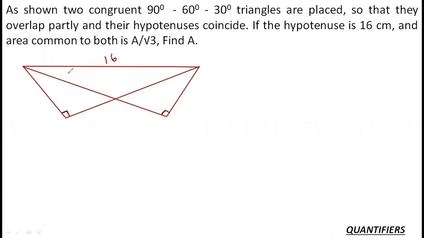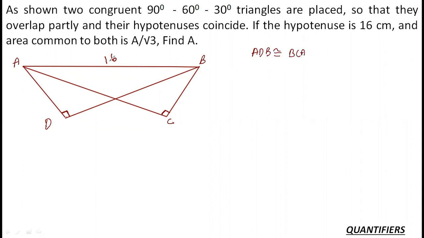So it says, as shown, two congruent 30, 60, 90 triangles are placed so that they overlap partly and their hypotenuse coincide. So these are the two coincident triangles. Let's say this is A, this is B, this is C, let's say this is D. So ADB is congruent to BCA. Right, these are the two congruent triangles.